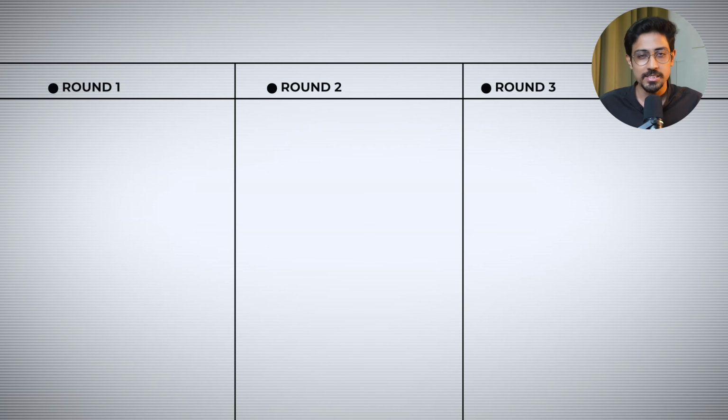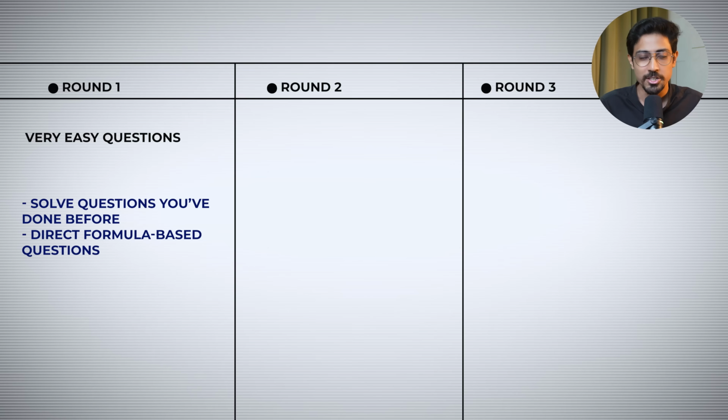So what you exactly do is, in round 1 you will solve the very easy questions. Those are questions that you have solved in the past and you know the exact method of solving it, or some question that is a direct formula based approach. Maybe out of the 22 questions, 4 or 5 questions you will definitely find in the paper that you have solved in the past, or it's a formula based approach, so you can solve it then and there.